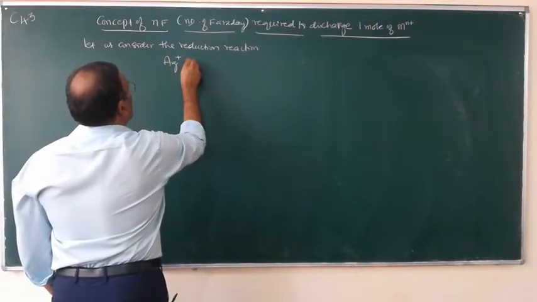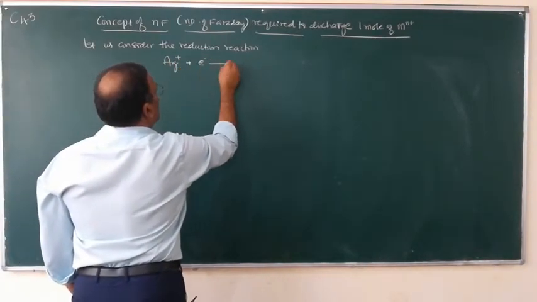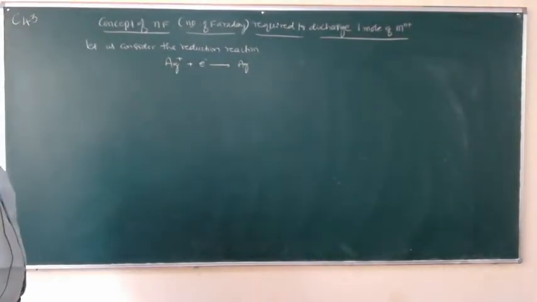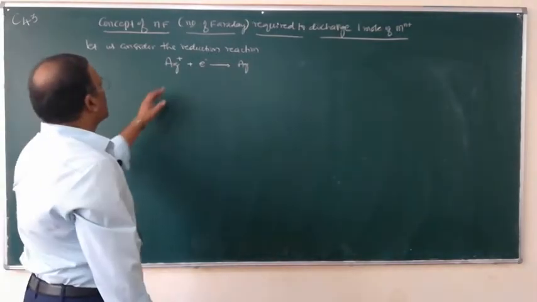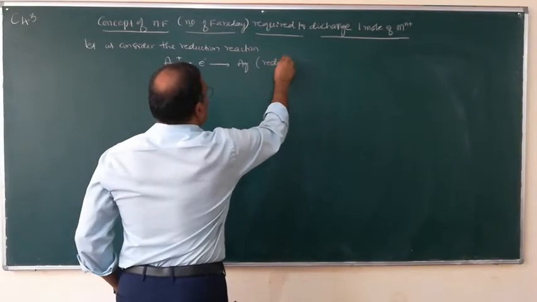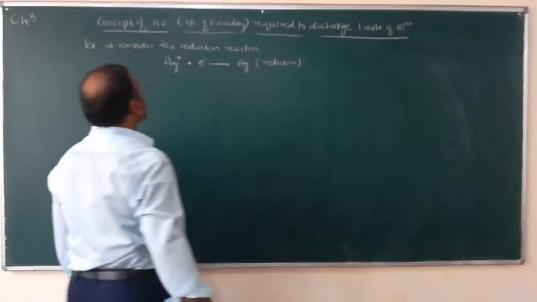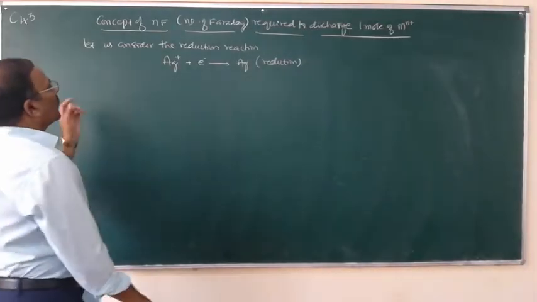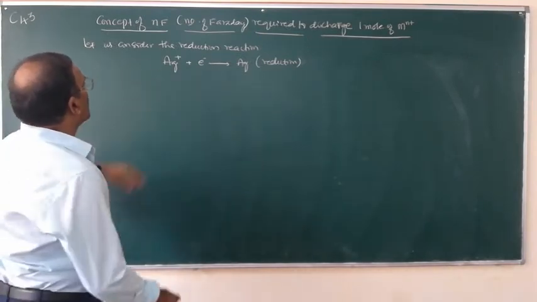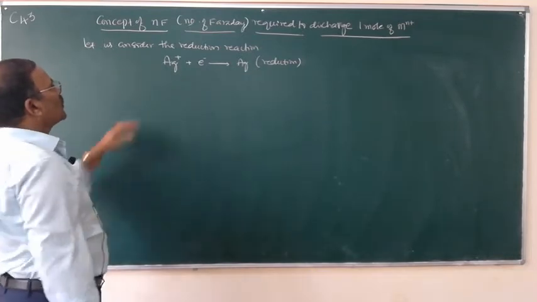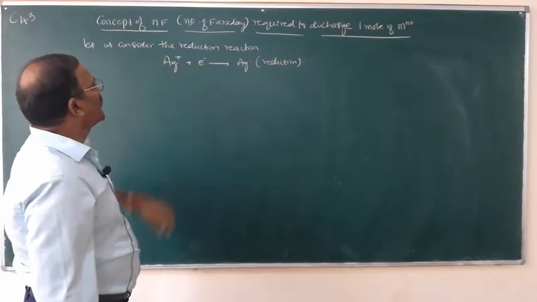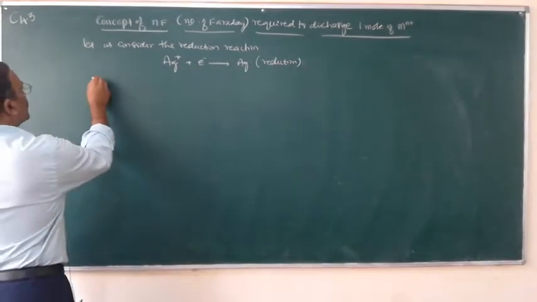Ag plus electrons gives Ag. Here there is gain of electron, therefore this reaction is called reduction. So for the discharge of 1 mole of silver plus ions in this reaction, we need 1 mole of electrons.